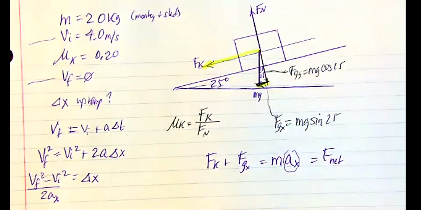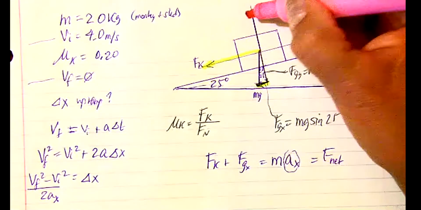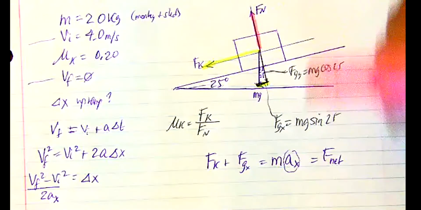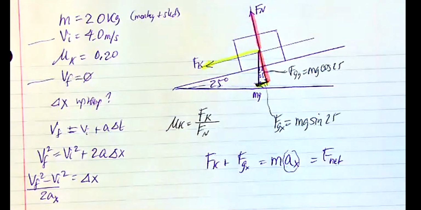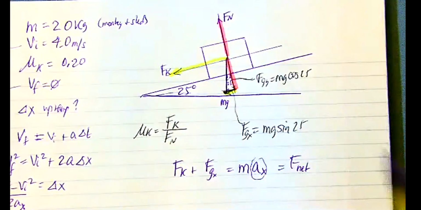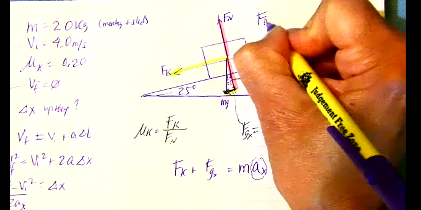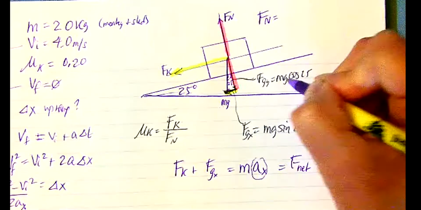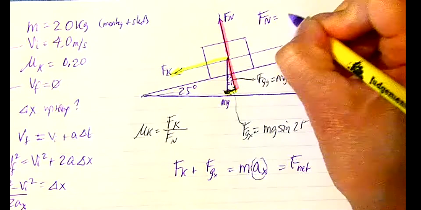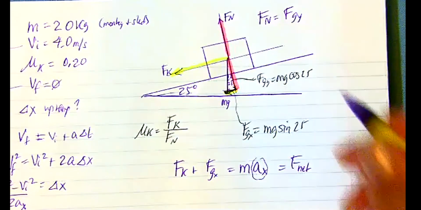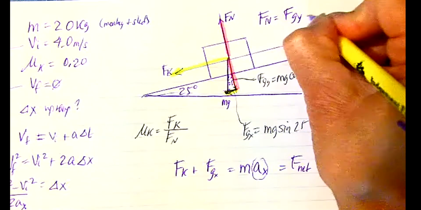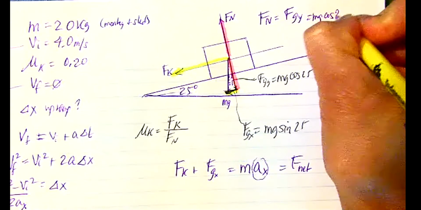I only have two vectors in the y direction: the normal force, and the gravitational force in the y direction. So those two have to be equal to each other. Let me write that up here. Fn has to be equal to this one down, which is mg cosine, Fg in the y direction. Those two vectors have to be equal to each other magnitude-wise. So that's going to be equal to mg cosine 25.